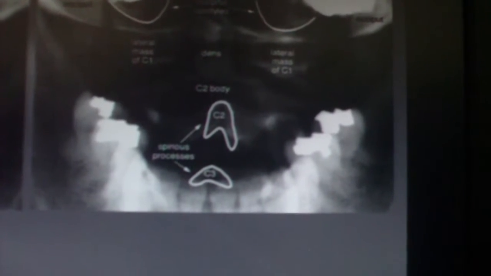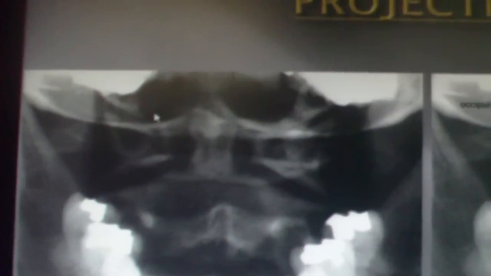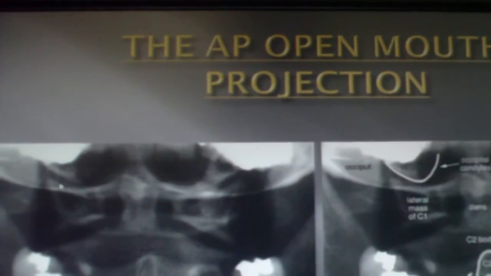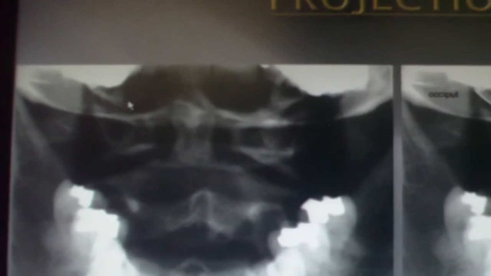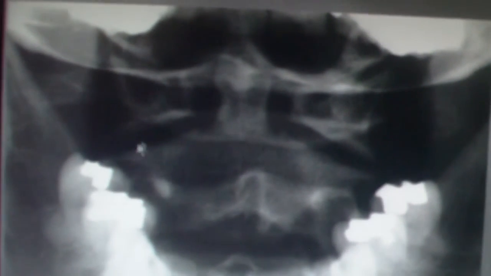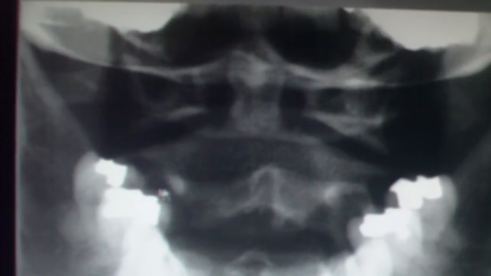Okay, so I think you all now know that this is the articulation, right? Between the occipital condyle, there's the foramen magnum, and then this is the lateral mass here. So that space there is the articular space between the occipital condyle and the lateral mass, just as this is the space between the lateral mass and the superior articular process of C2.